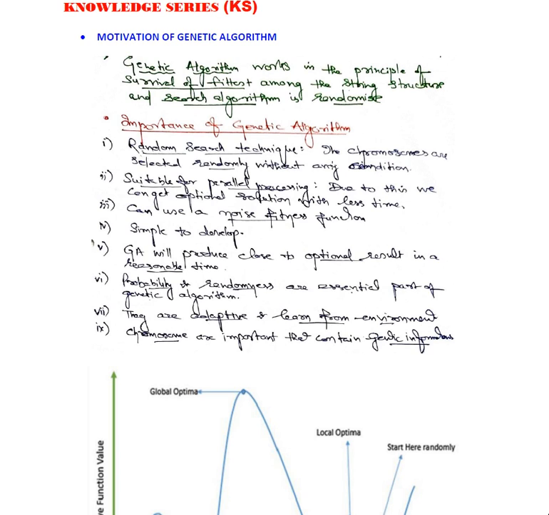The second point is that it is suitable for parallel processing. Due to this, we can get optimal solutions in less time. That means genetic algorithms are suitable for high-end computation. Because of the existence of computers with parallel processing systems, we are able to carry out this search in an easy way, so optimal solutions can be obtained in a short time.